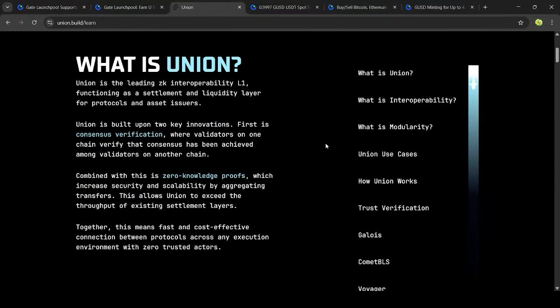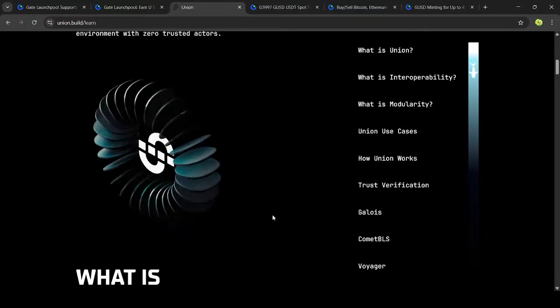So what is Union? Union is the leading ZK interoperability layer one, functioning as the settlement and liquidity layer for protocols and asset issuers. Union is built on two key innovations. The first is consensus verification, which verifies on one chain that consensus has been achieved among the operators of another chain. Combined with zero-knowledge proofs, this increases security and scalability by aggregating transfers through Union and executing the settlement. Together this means effectively connecting protocols across any execution environment with zero trust in the actors.